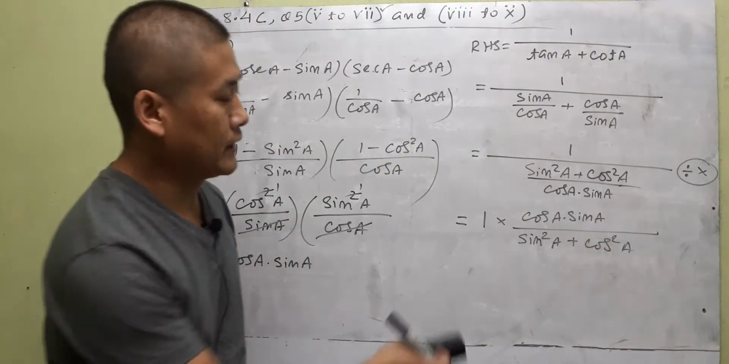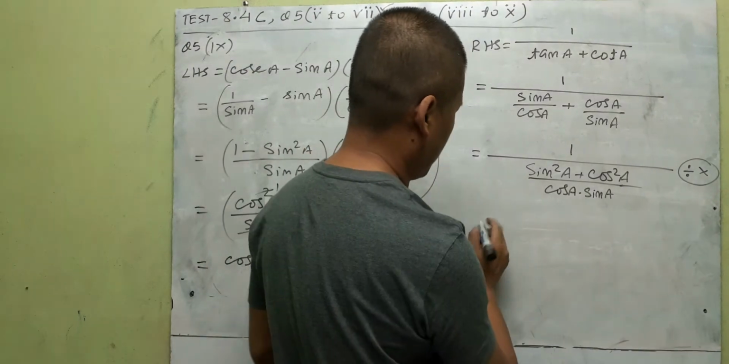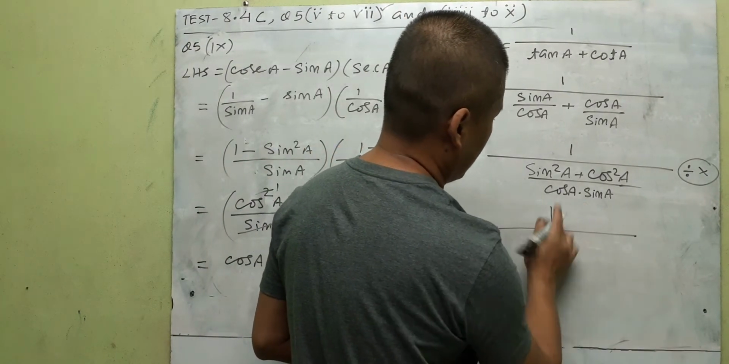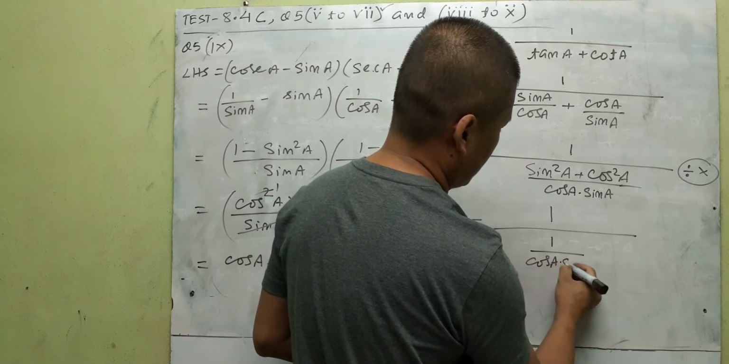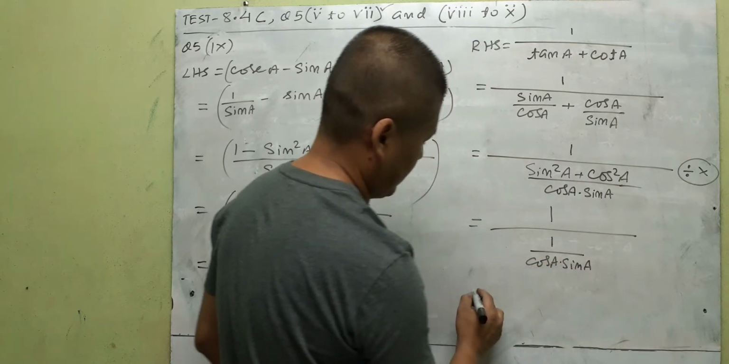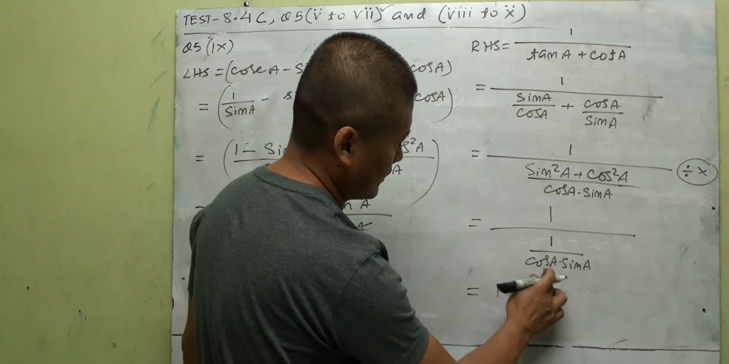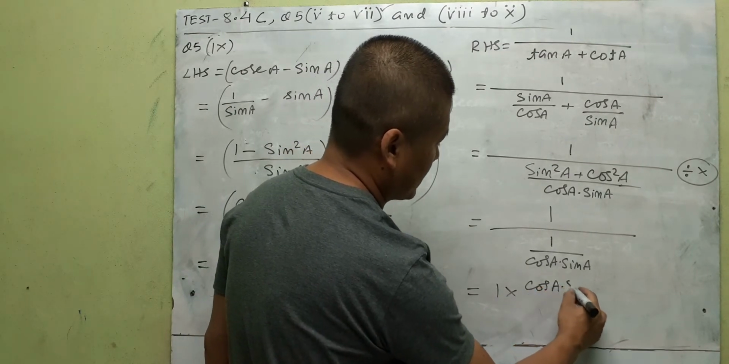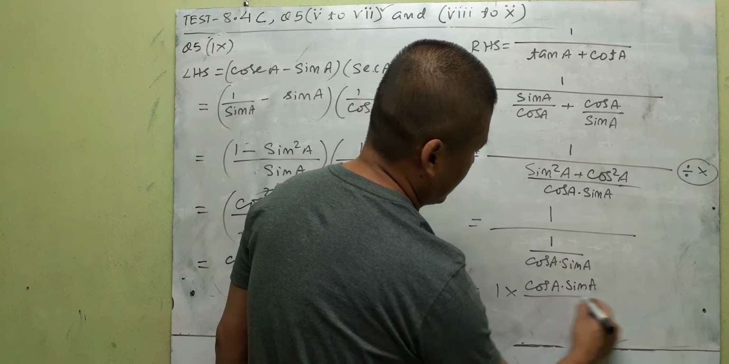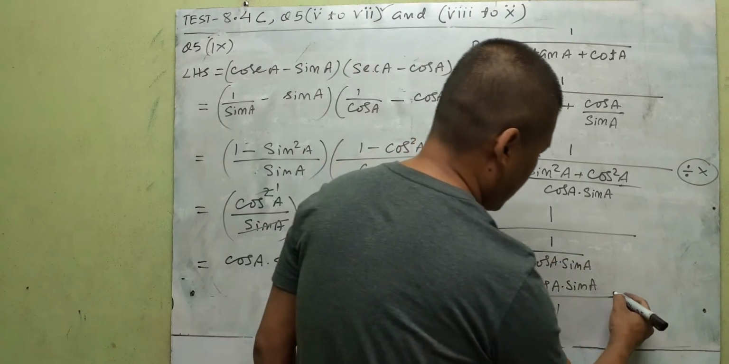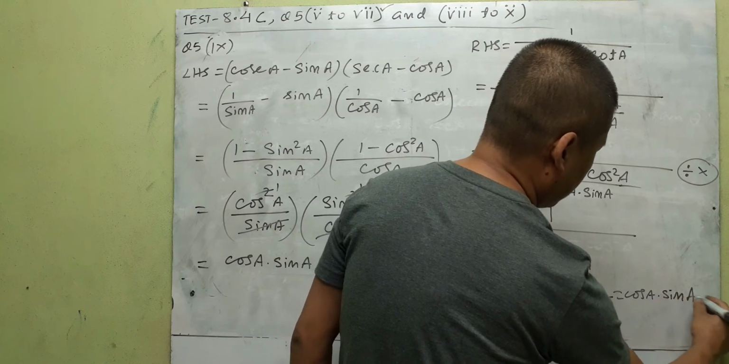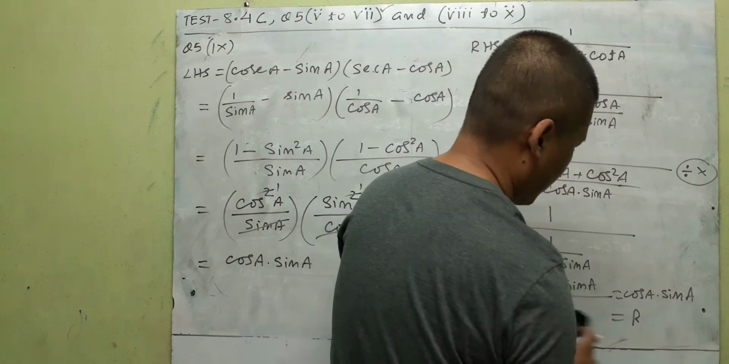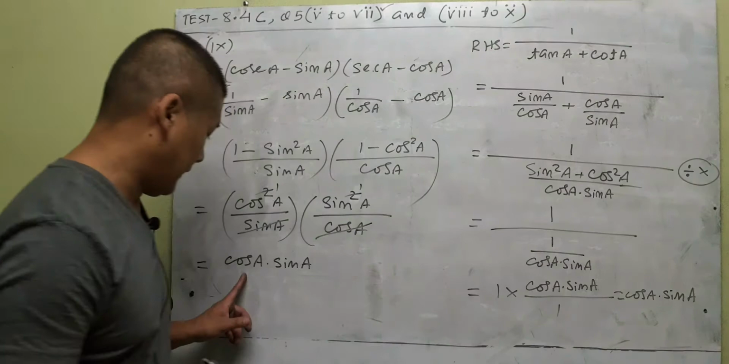Or you can also do like this. This is not wrong, but if you want to make it more simple before you bring, sin square A plus cos square A is 1 formula by cos A into sin A. And finally, 1 into means down will go up, cos A into sin A by 1 will come down. So that is equal to cos A into sin A, which is simply exactly equal to the left hand side cos A sin A.